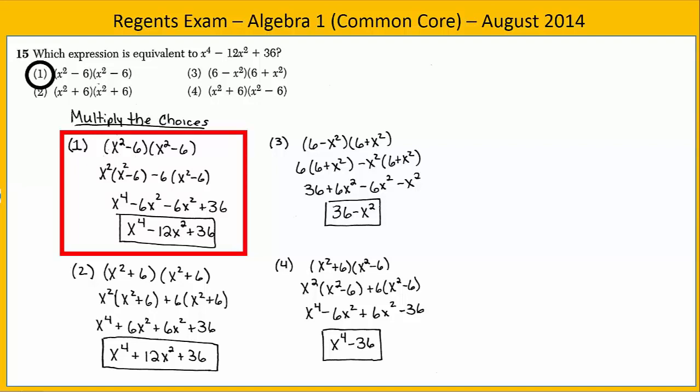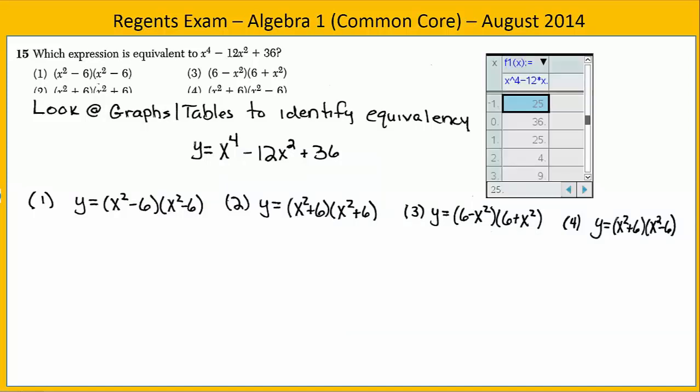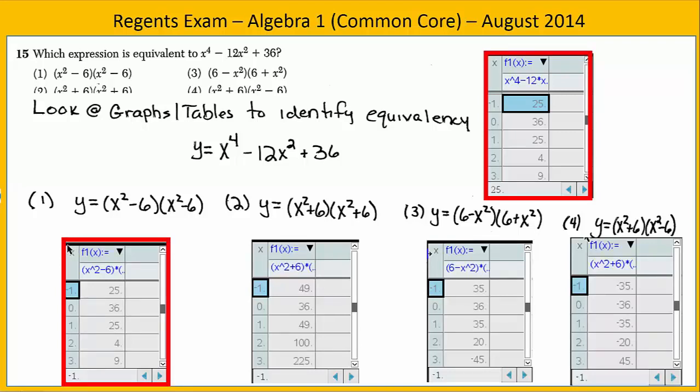There's one more way we could approach this. We could set each one y equals, and then look at the graph and the table to determine which one was the same. If we look at the table for y equals x to the fourth minus 12x squared plus 36, and then we look at a table of values for each of the choices, we notice that the table given in choice number 1 matches the table from the original. That means that the two expressions are equivalent. And so choice 1 is once again the answer.